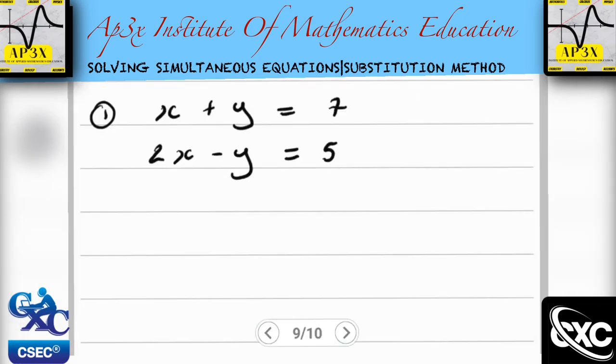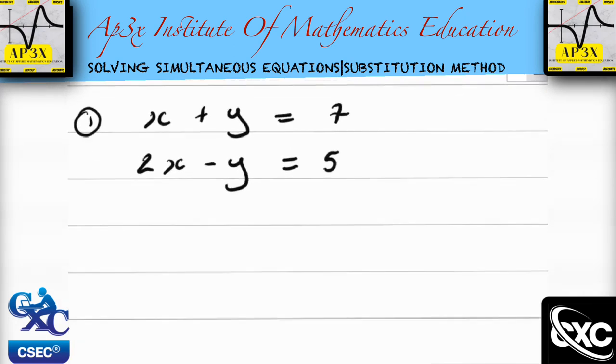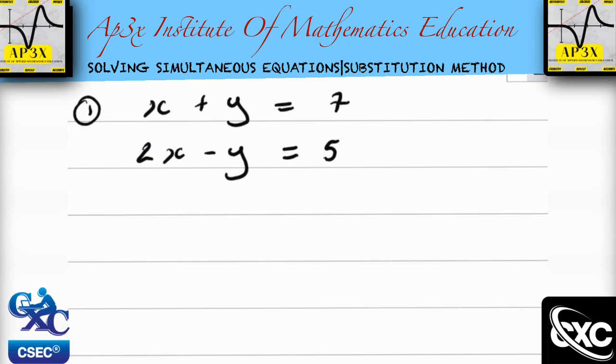Now bear in mind that for exam purposes, the examiner is not going to specify what method to use. You must be able to recognize if it's a linear equation or a linear non-linear equation. And throughout my videos, you're going to be able to recognize when you're dealing with either of the listed equations above. All right, now what we're looking at here is in fact the first equation, x plus y equal 7. And of course, 2x minus y equal 5.